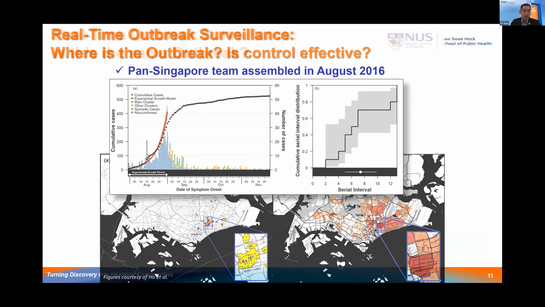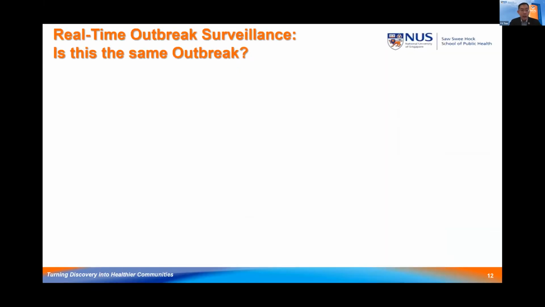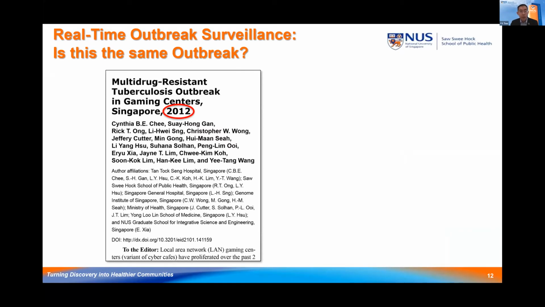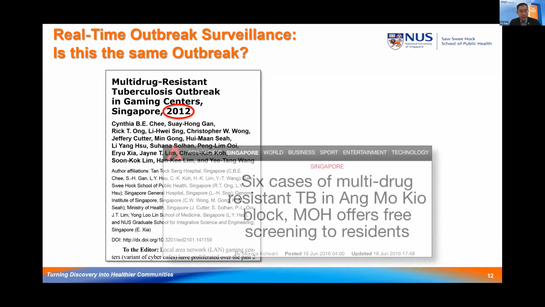And the final example is really around looking at a slow-burning infection in outbreak surveillance, in this particular instance, multi-drug resistant TB that was spreading in a gaming center. This is where people come together to play computer games, spend a lot of time, typically foregoing good nutrition and good sleep. So in 2012, there was an outbreak in a gaming center.